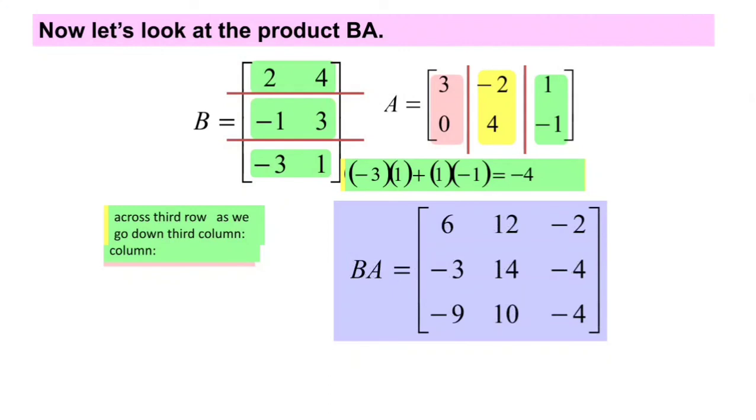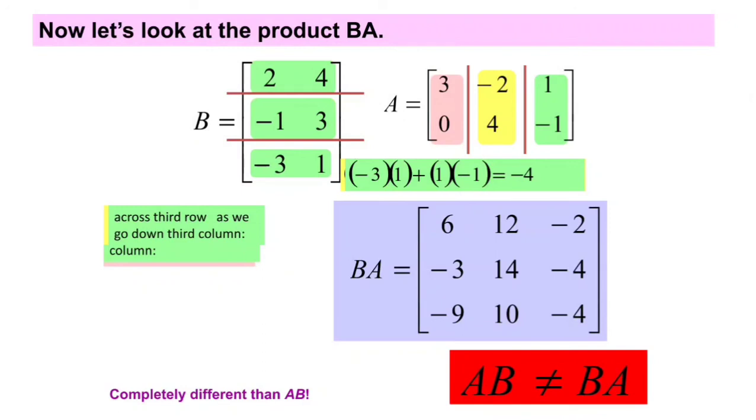So the product BA is equal to 6, 12, -2, -3, 14, -4 and -9. Third column is -2, -4 and -4, with third row -9, 10, -4. Okay, so the complete answer BA is this one, and you remember here AB may not equal BA for any two matrices. Sometimes they may be equal, but we can say that matrix multiplication is not commutative, means AB is not equal to BA, right?